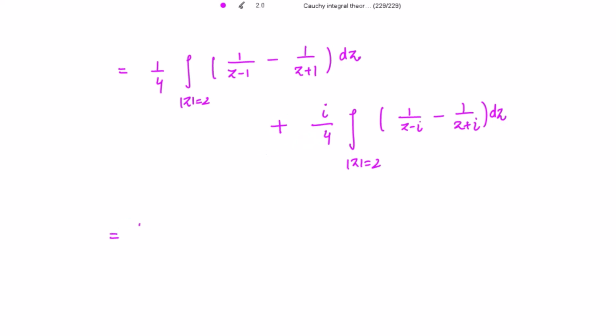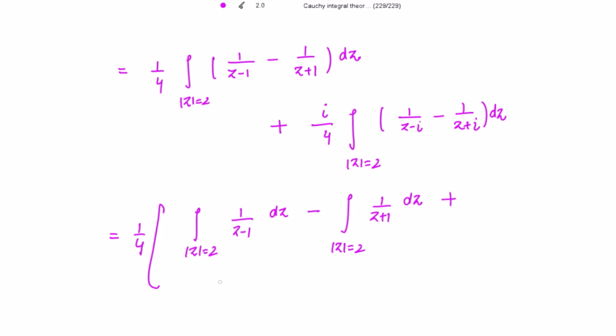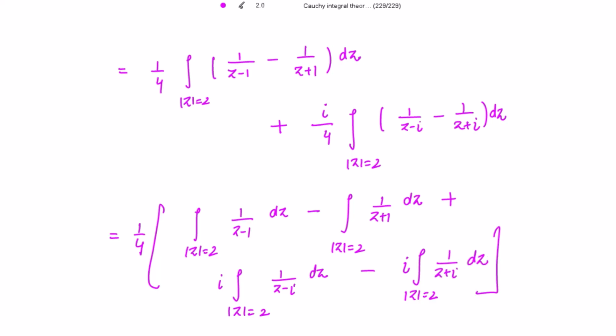And now let's take 1 by 4 complete outside of these integrals and write all the integrals individually. This is your first one, minus this is the second integral, plus iota the third integral, minus iota the fourth integral. And now we will apply the Cauchy's integral formula to evaluate all these integrals.